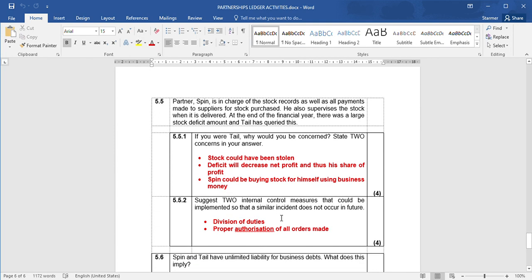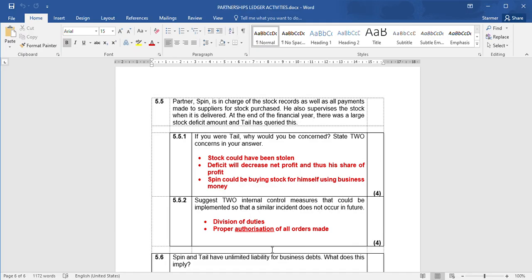So, 2 internal control measures that could be implemented to prevent a similar incident from taking place. You could have division of duties. One person orders the stock, the next receives the stock when it's delivered, the third records the stock in the journals, and so on. And the other thing you could do is make sure that all orders are properly authorized and signed and countersigned by the relevant people to prevent the one partner from ordering stock for himself using business money.